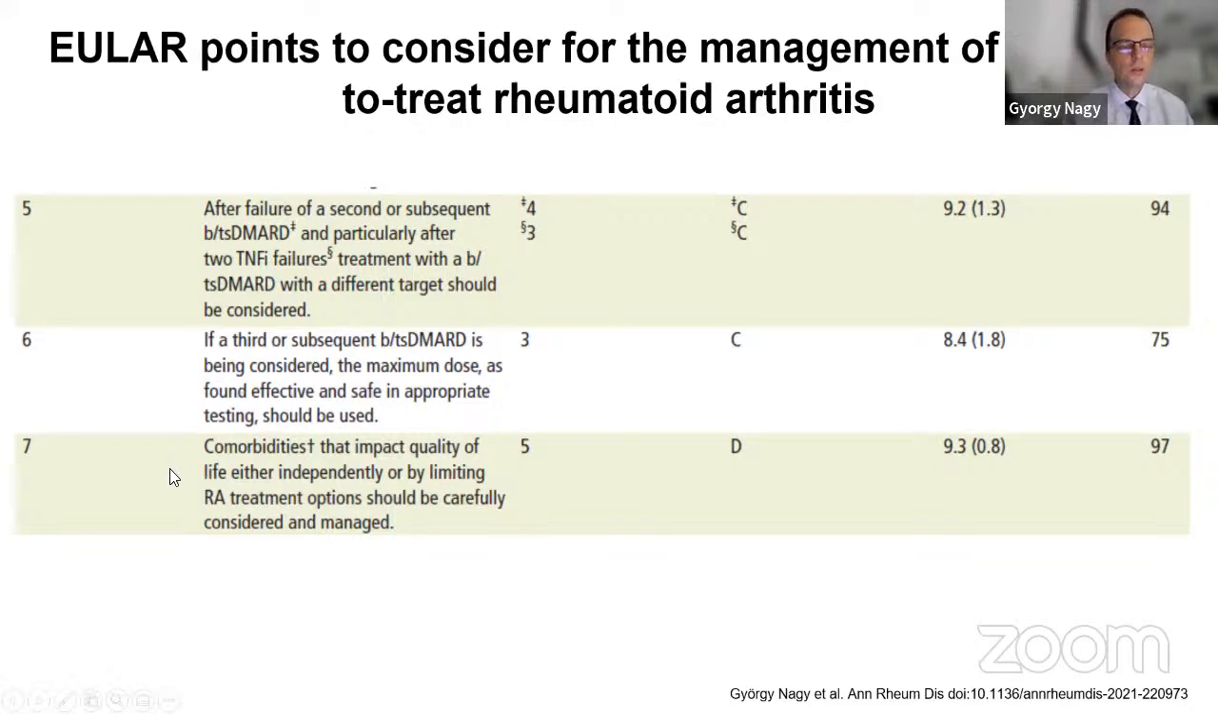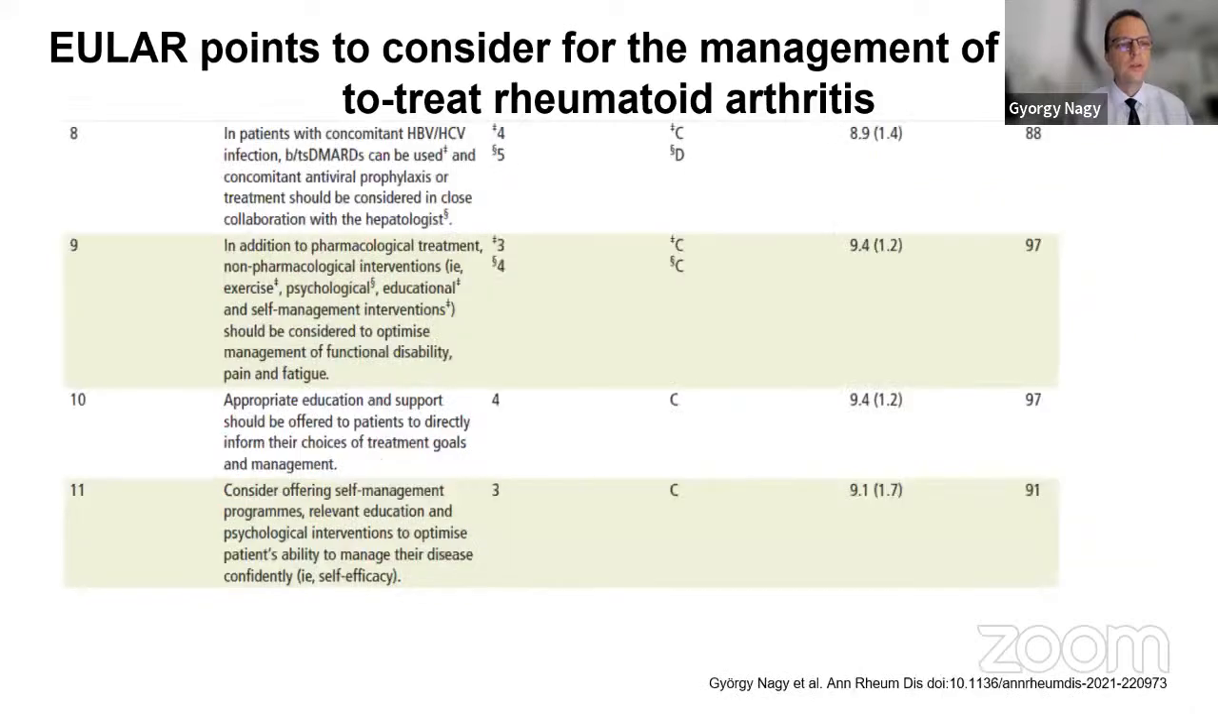Currently, the seventh point is regarding comorbidities that may impact quality of life, should be interpreted with caution and carefully considered in the context of difficult to treat rheumatoid arthritis. The next point is regarding hepatitis, which has quite a literature. So in case of concomitant hepatitis B or C infections, then csDMARD or targeted synthetic DMARD or biologicals can be used, but antiviral prophylaxis or treatment should be considered always.